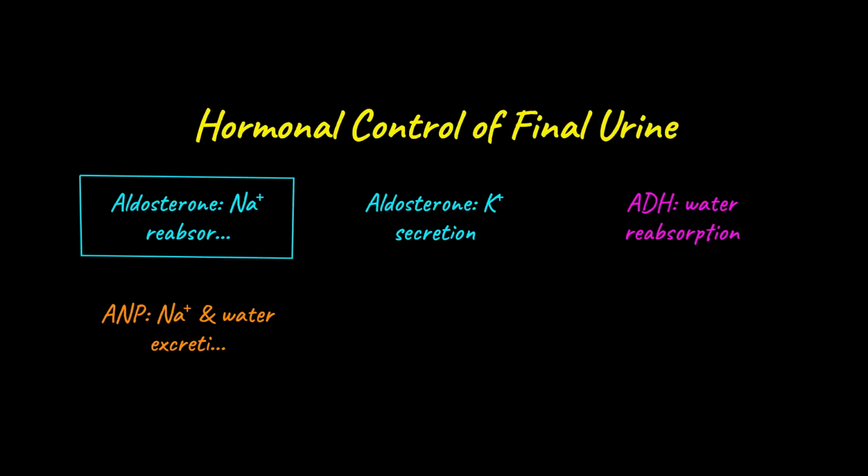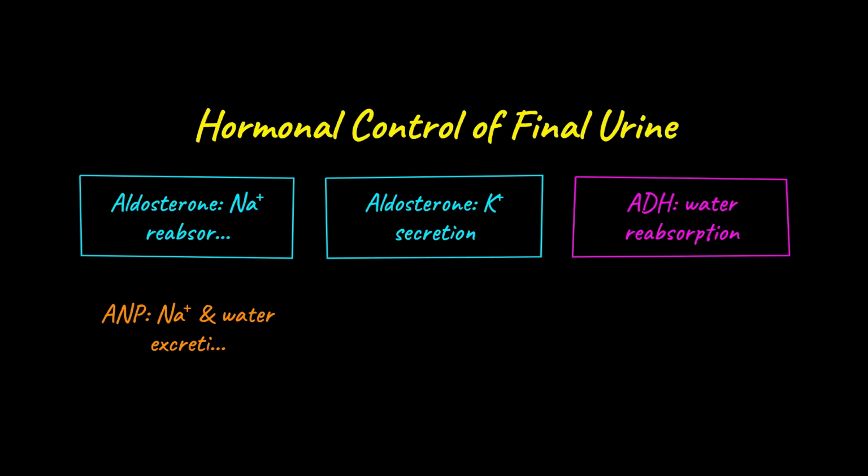The distal convoluted tubule and collecting duct fine-tune urine composition under hormonal control. Aldosterone drives sodium reabsorption and potassium secretion. ADH increases water reabsorption to concentrate urine, and atrial natriuretic peptide promotes sodium and water excretion to lower blood pressure.